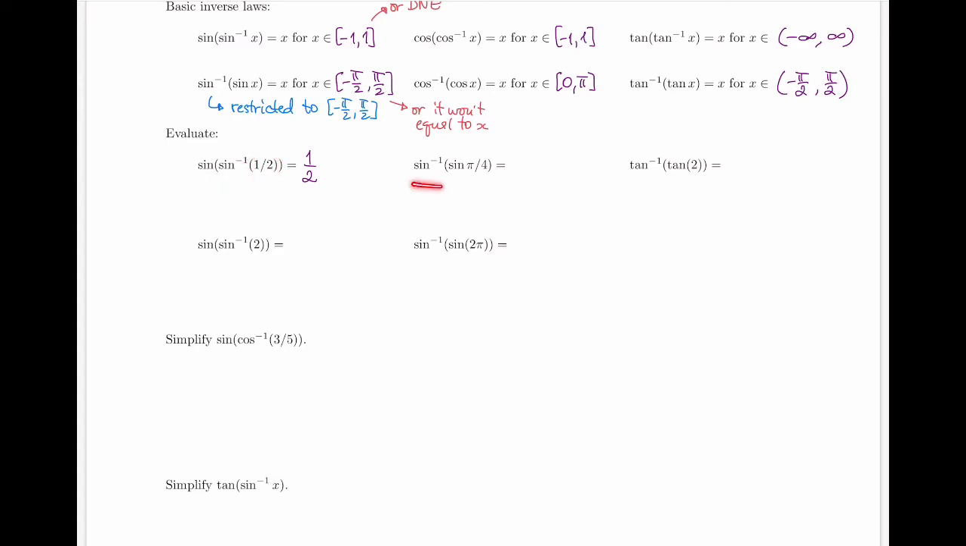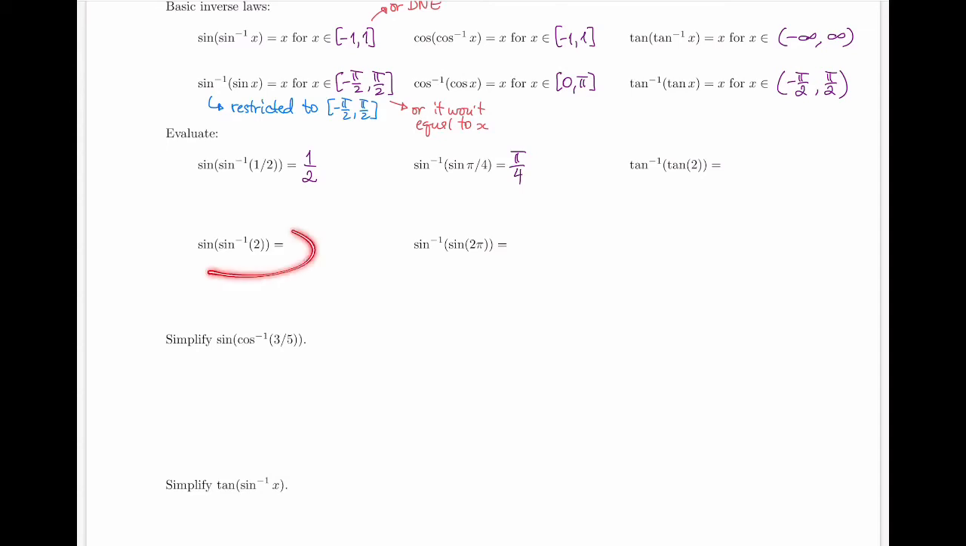Let's take a look at this one here. Sine inverse of sine of pi by 4. I am in this case here, and it will be equal to x as long as my angle is between negative pi by 2 and pi by 2, which it is. So this also is the easy case where I simply get my number back.